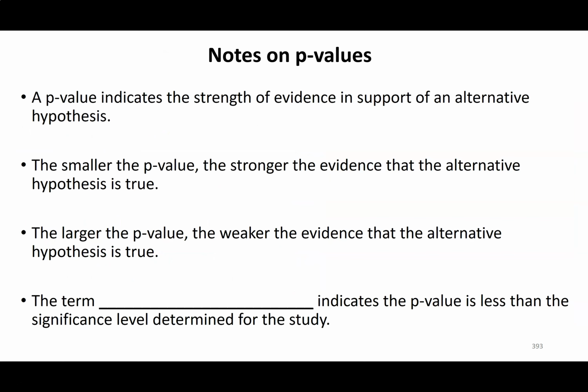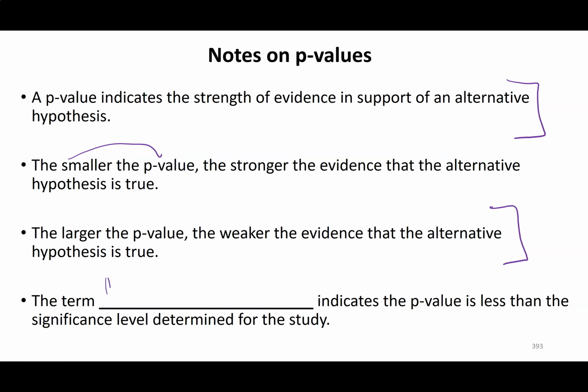So some notes on the p-values. We like to talk about the strength of evidence that's supporting the alternative hypothesis. So the smaller the p-value, the stronger the evidence. I know it's a little weird, but one way to think about it is if the null really is true, a smaller p-value means what you saw in the sample is really, really weird. And so we don't think our sample's weird, so we think that maybe the null isn't true. The larger the p-value, the weaker your evidence is.